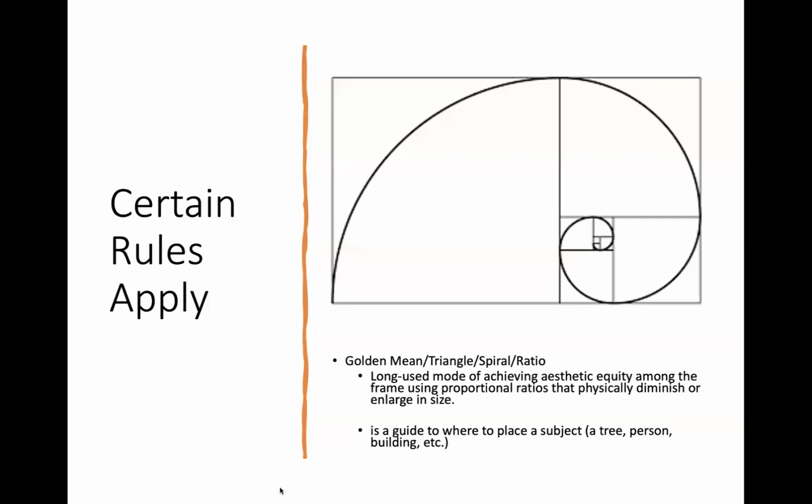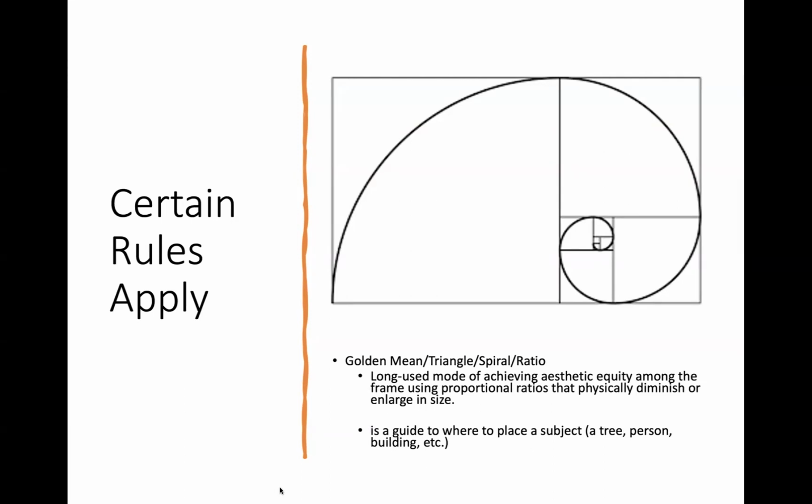Along with rule of thirds, you have what's called the golden mean, the golden triangle, the golden spiral, the golden ratio, whatever you want to call it. It depends on if you're painting versus video versus photography. But basically, this is another way to guide where your subject should be. And again, this is a mathematical way of thinking about viewing paintings or pictures. And there's an equation that goes into this, but basically it's this spiral. And at the end of the spiral is where your subject should be.